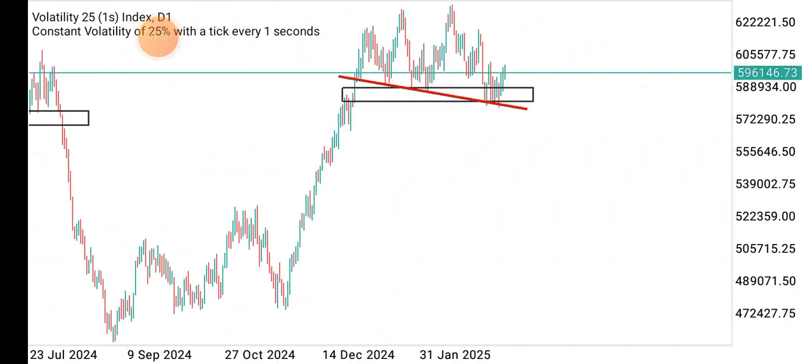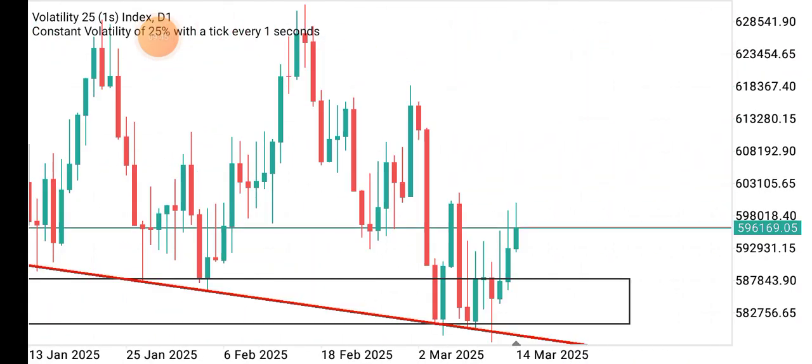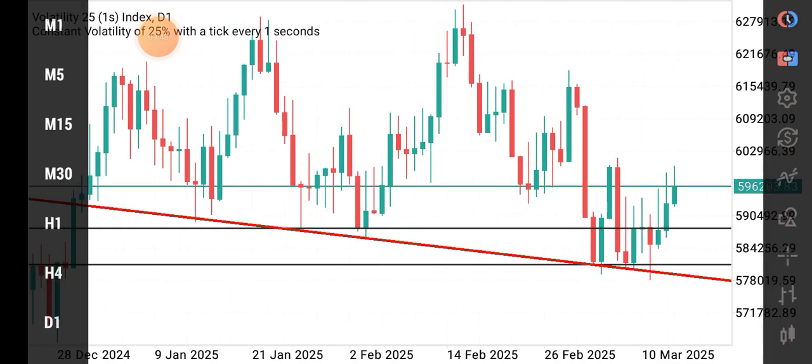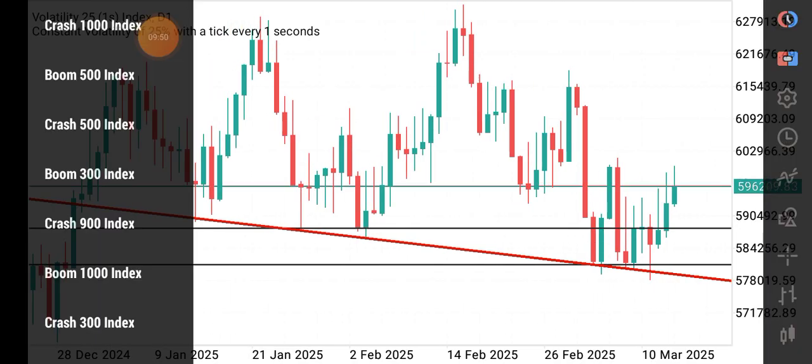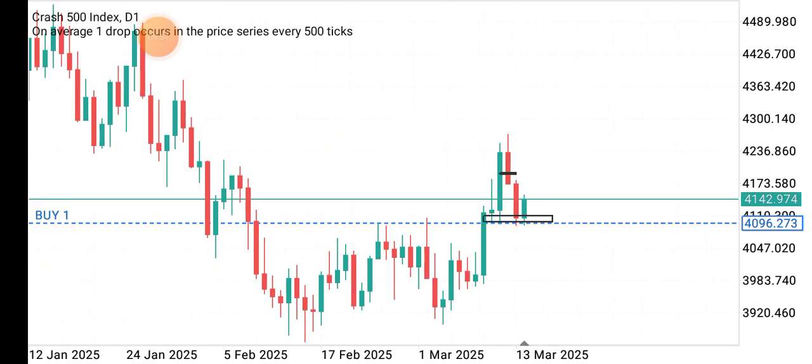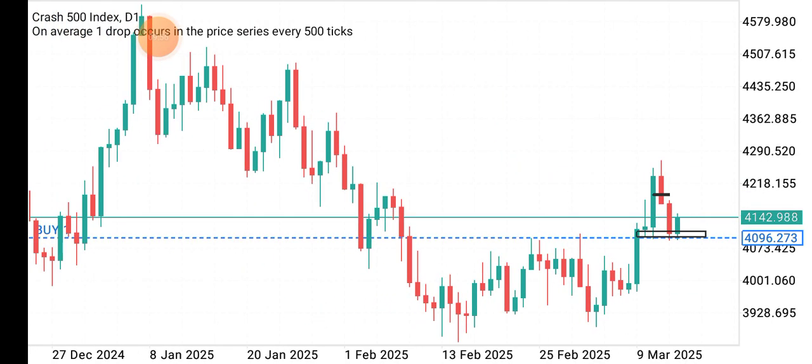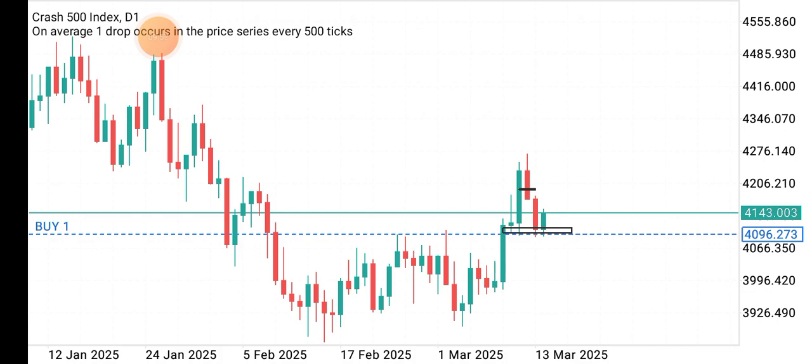All you need to do is just go through these things. You can even find it on Boom and Crash. Let's just quickly check. You see, I have a trade that is currently running on Crash 1000 Index to Crash 500 Index.